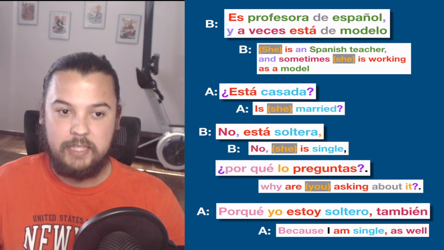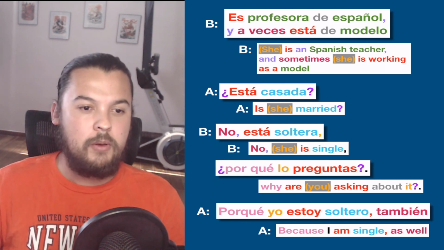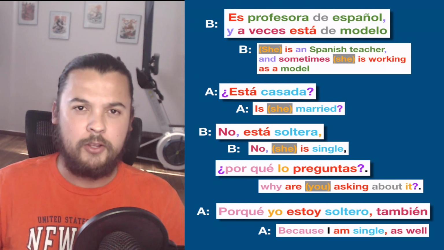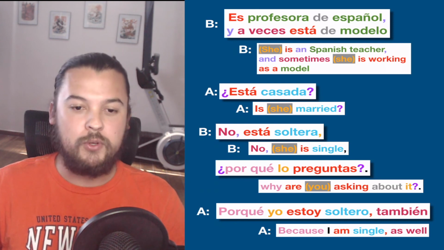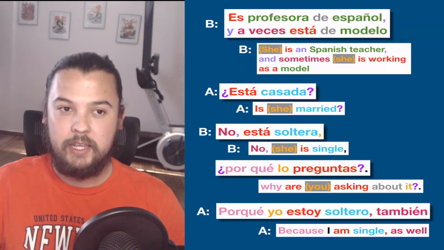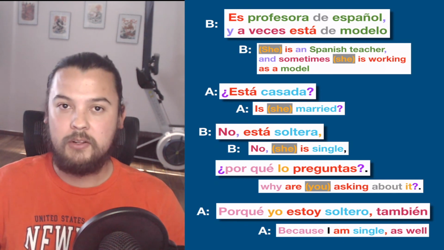The marital status, right? The marital status is always using the verb estar. ¿Por qué lo preguntas? Why are you asking about it? ¿Por qué lo preguntas? Porque yo estoy soltero también. Once again, the marital status with the verb estar. Because I am single as well.